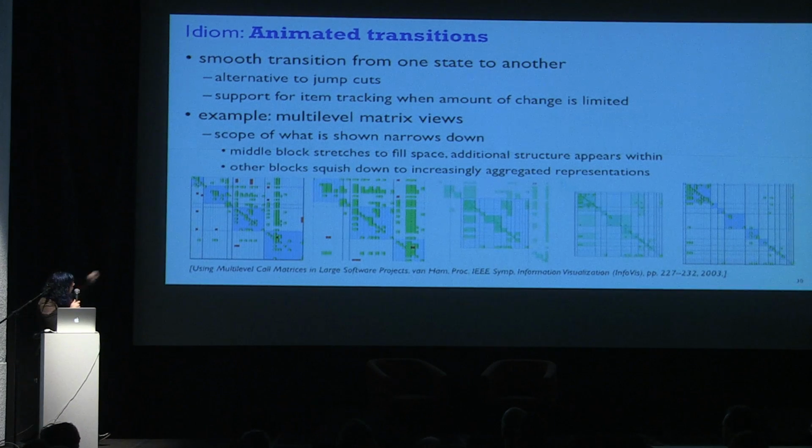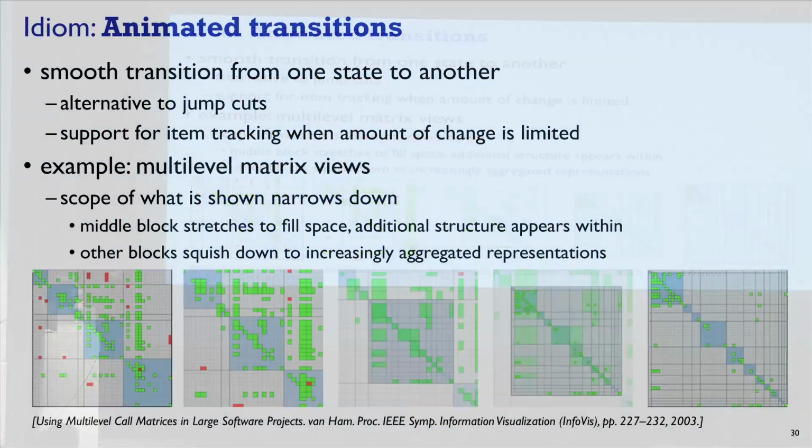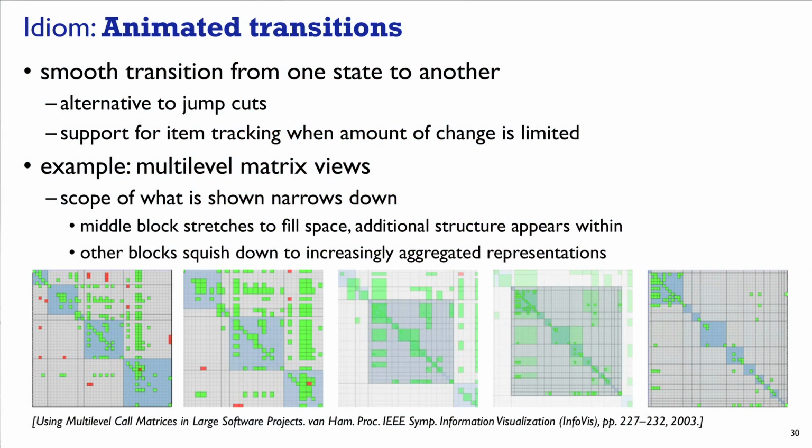What I'm actually showing you is a multi-level matrix for showing software project structure. And we've taken that small blue square in the middle, and we're gradually expanding it to fill up the whole screen while compressing the sides and the top and bottom as we go.